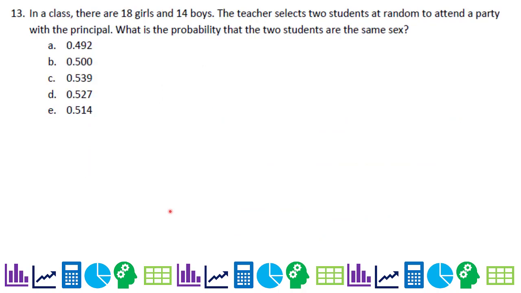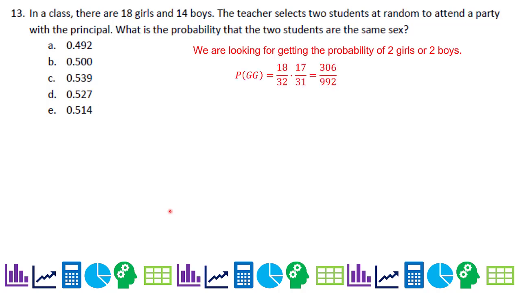Number 13, in a class where there are 18 girls and 14 boys, the teacher selects 2 students at random to attend a party with the principal. What is the probability that 2 students are the same sex? So that means we're looking at the probability of 2 girls or 2 boys. All right. And so I'm going to find the probability of girl first, 18 out of 32, because there are 32 total kids. Then I have 1 girl. She's not going back in the pile. And so there are 17 girls left out of 31. And when I multiply those 2 out, I get 306 over 992.